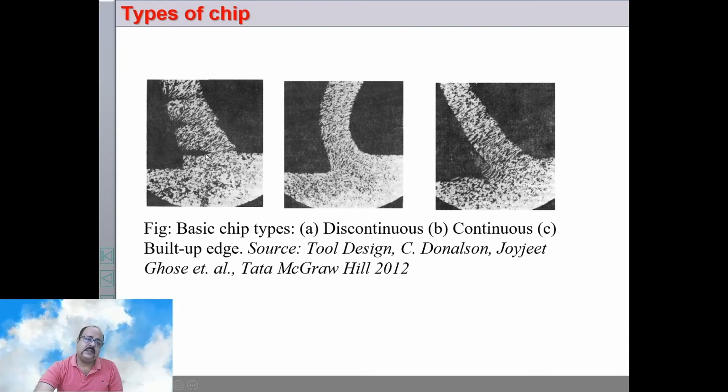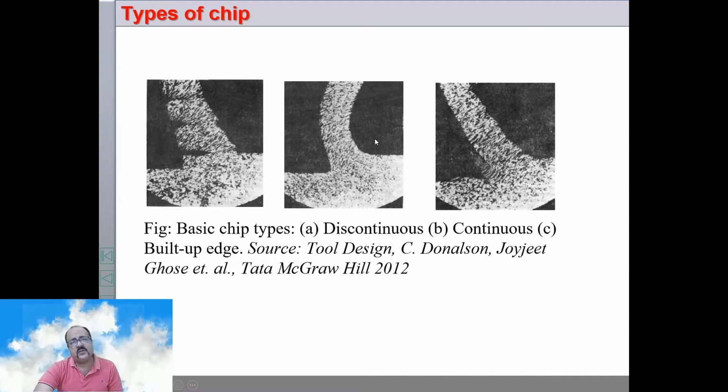And here, this is a discontinuous chip. You can see the shear planes are fractured here. So this is for a brittle material. For a ductile material, you can see a continuous chip is formed. This is the tool here, but you will notice that there is a false cutting edge. This is the false cutting edge that is occurring, and this is a continuous chip that is flowing.